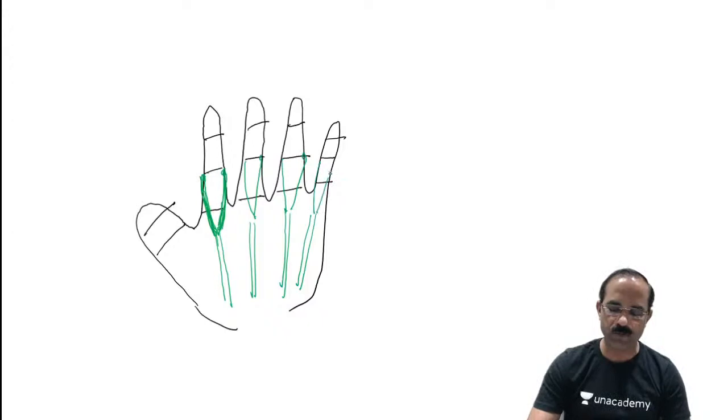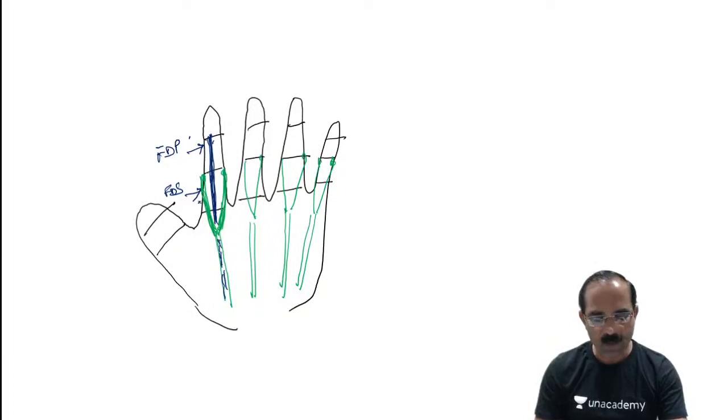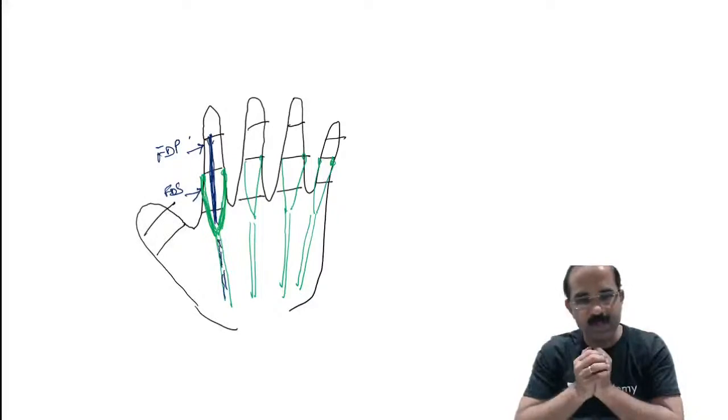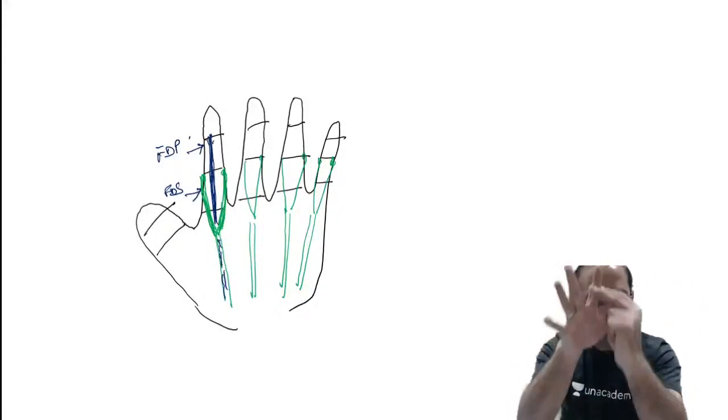And what is this tendon of? This tendon is lying deep to the superficialis, and it goes and gets inserted into the base of the distal phalanx. This is the flexor digitorum profundus, and this is the flexor digitorum superficialis. Clear, students? So the flexor digitorum superficialis divides into 4 tendons, and each tendon splits into 2 slips, which are inserted on the base of the middle phalanx.